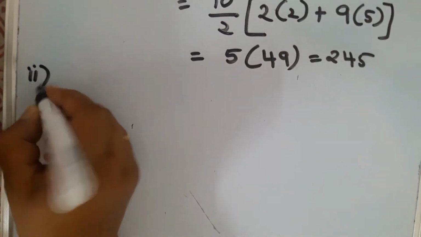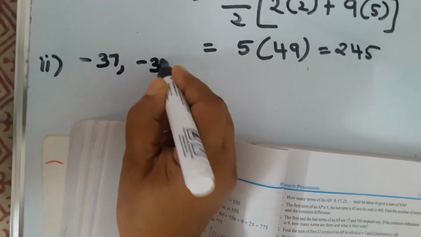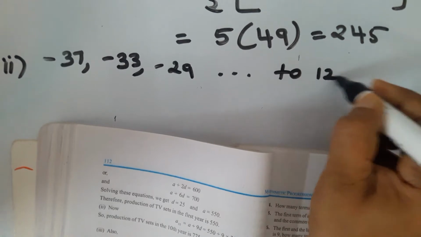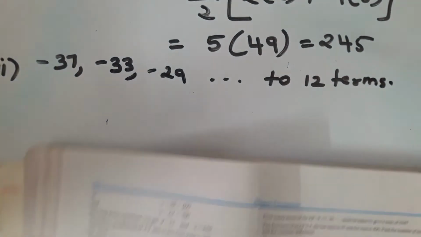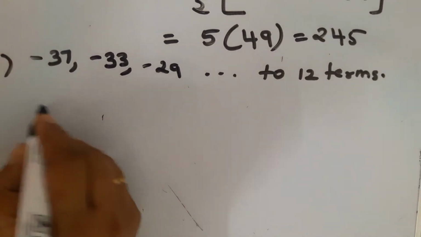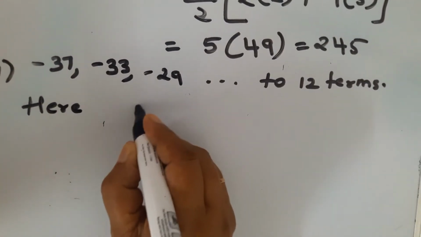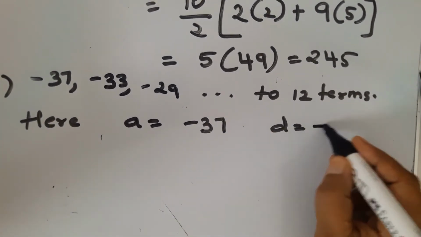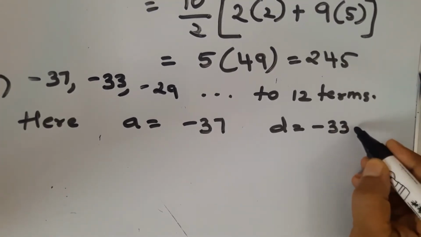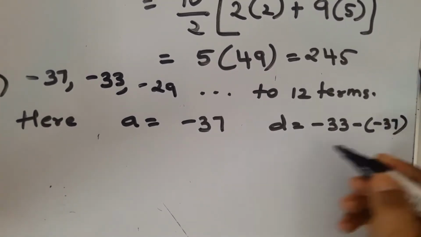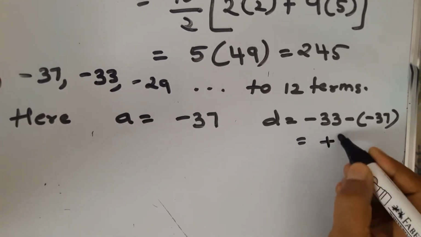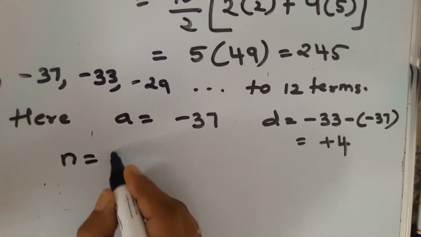Now second bit, the given AP is minus 37, minus 33, minus 29, like this, and you have to find till 12 terms. So whatever we know we will write here. First thing, a is minus 37. What is your d? It is the second term minus the first term, so minus 33 minus of minus 37. So this will become plus here: minus 33 plus 37, that will be equal to plus 4. And n is given as 12.